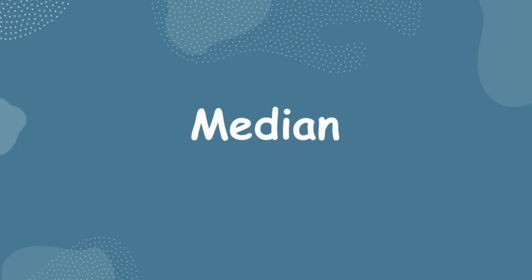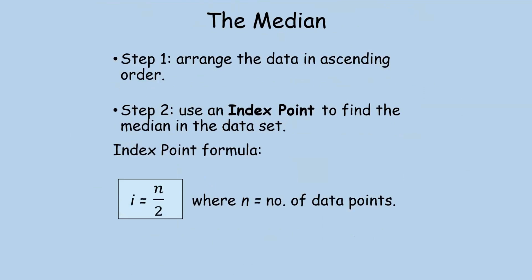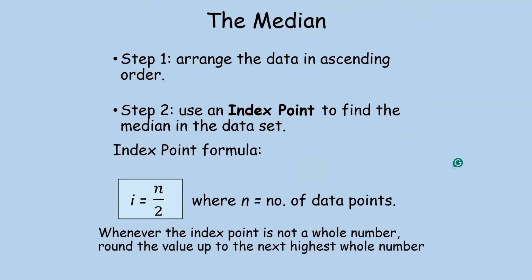The median. The median is the middle value in a data set, with half of the observations above and half below. To calculate it, arrange the data in ascending order. Use the formula n divided by 2 to find the position of the median.